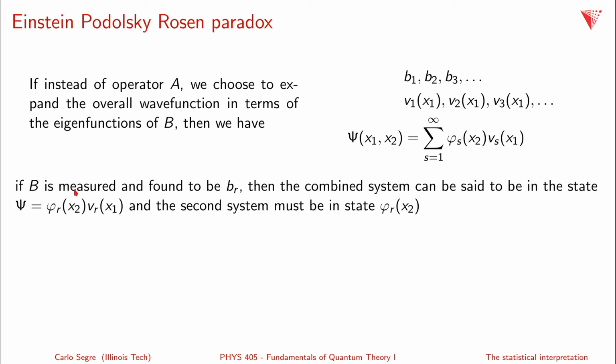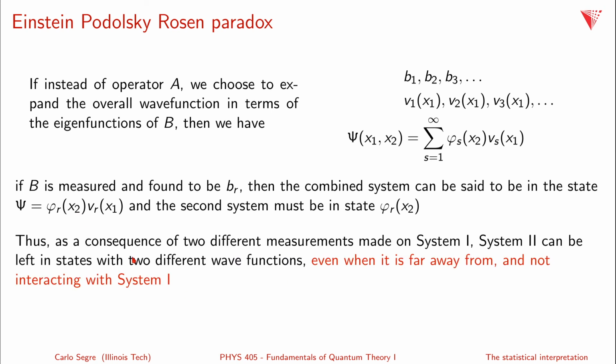Now, if we measure B and find the eigenvalue, the value b sub r, then the combined system is going to end up in the state psi equal to phi sub r of x2 times v sub r of x1. And you see the second system then must be in this phi sub r of x2 state. All right, so the consequence of two measurements made on system 1 is two different values, two different states for system 2.